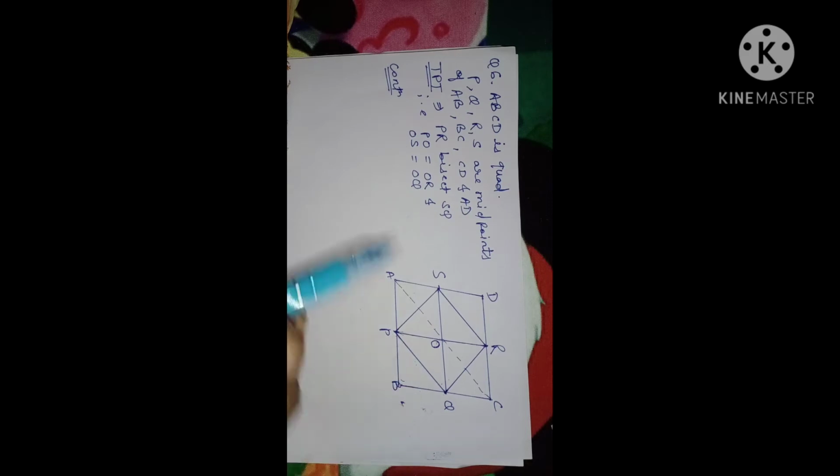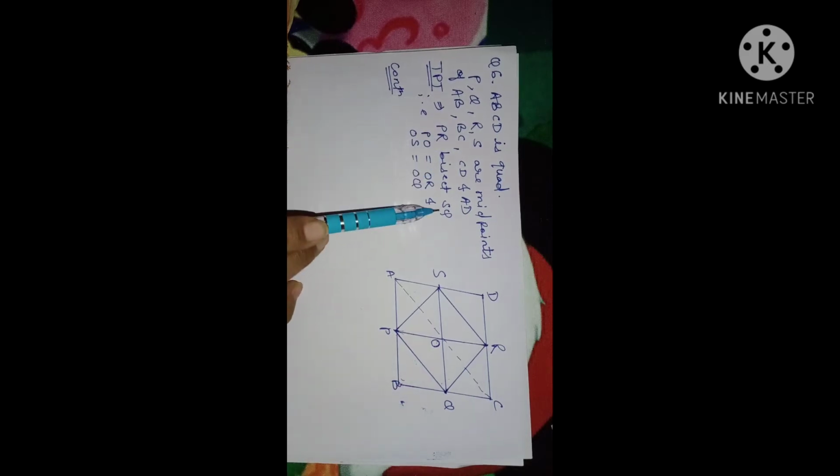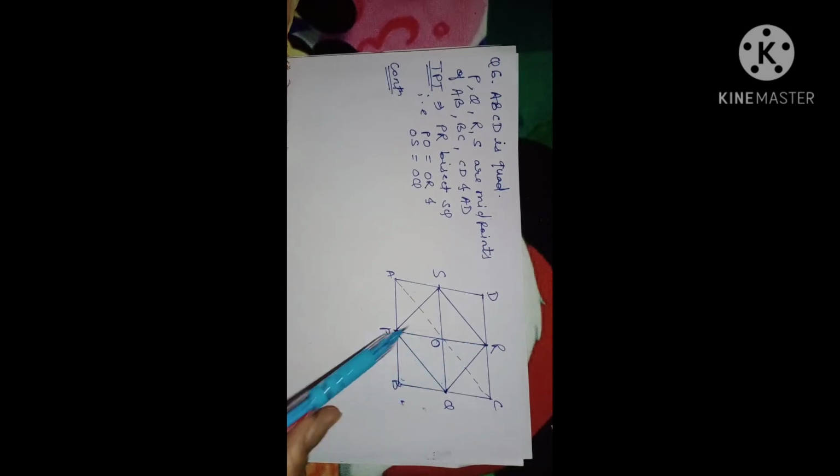But what do we get by proving it a parallelogram? TPT will be proved, PR bisects SQ. Yes, because we know that the diagonals of a parallelogram bisect each other. So we can write PO equal to OR and OS is equal to OQ. Isn't it? So let's start the solution.